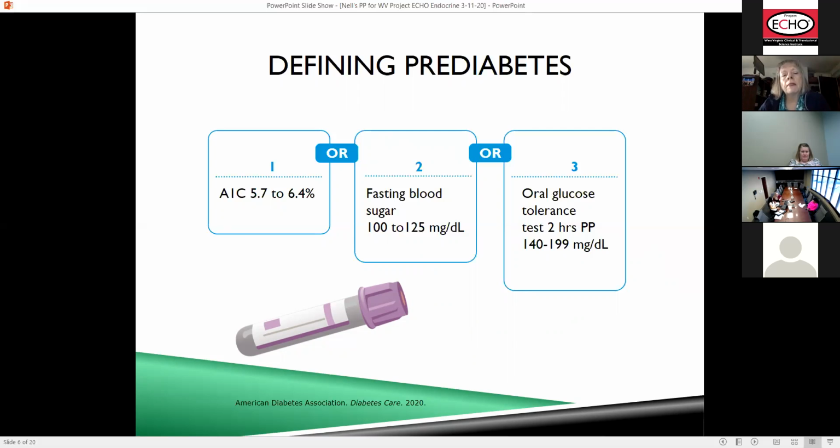So I wanted to look up to make sure nothing had changed in diabetes care for this year, and nothing has changed. So defining pre-diabetes is still the same, an A1C in that range that you can see. A fasting blood sugar is still the same, 100 to 125, and then you can do an oral glucose tolerance test. And then next slide.